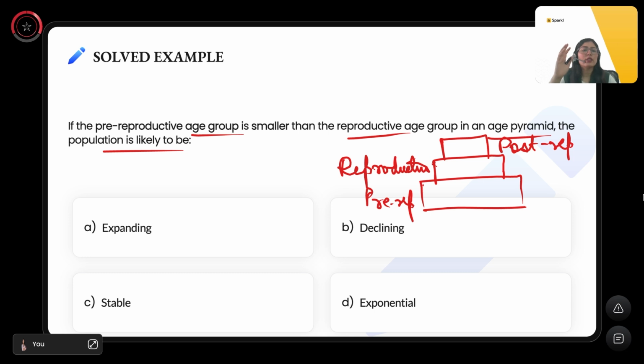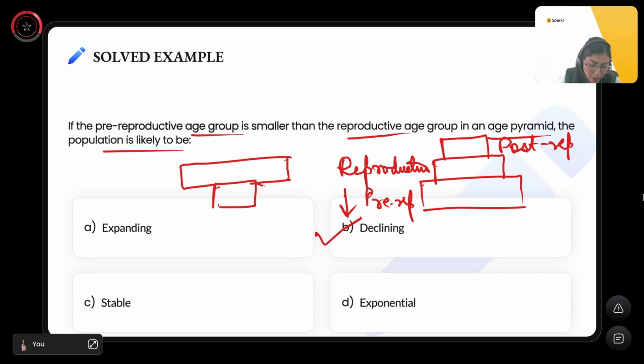Now, question here says that the pre-reproductive age group is smaller than the reproductive one. So basically, the base is smaller, and here we have the reproductive age group. So ये क्या डिपिक्ट कर रहा है, कैसी पॉपुलेशन लाइकली हमें रिजल्ट करेगा. सो नाउ इस केस में बेटा पॉपुलेशन जो है वो डिक्लाइनिंग पॉपुलेशन की तरह बिहेव करेगी.